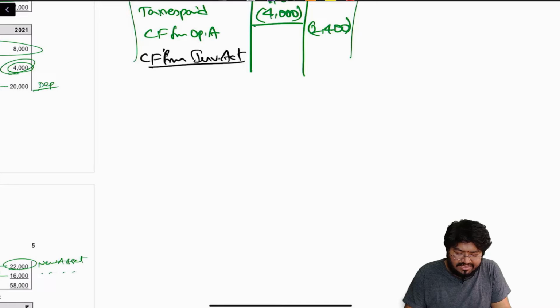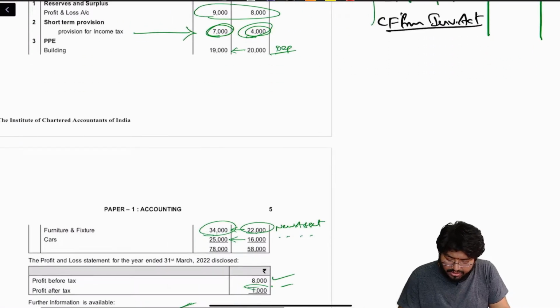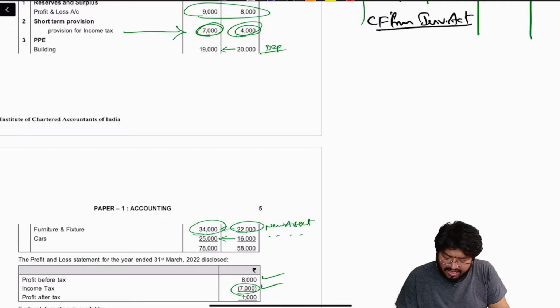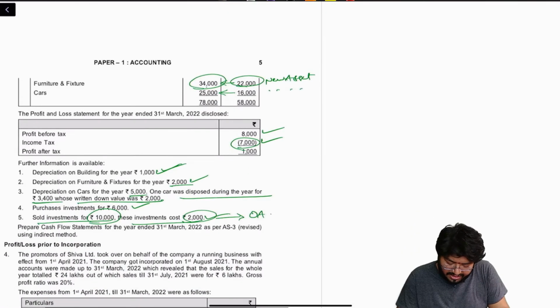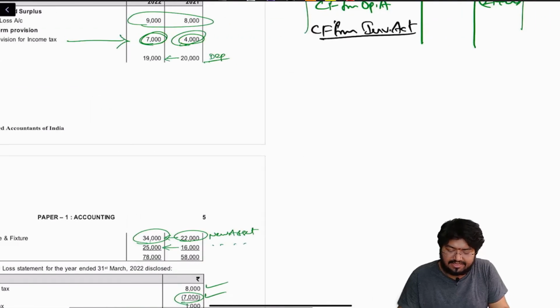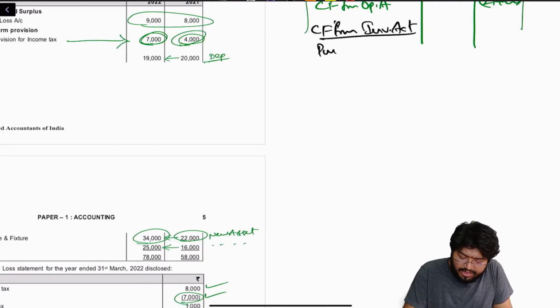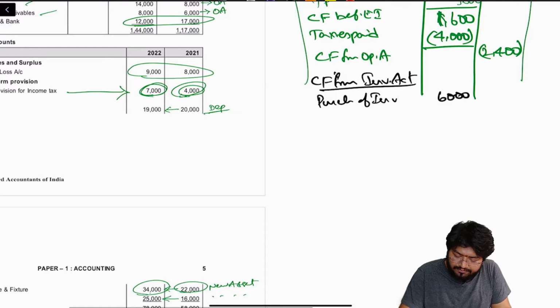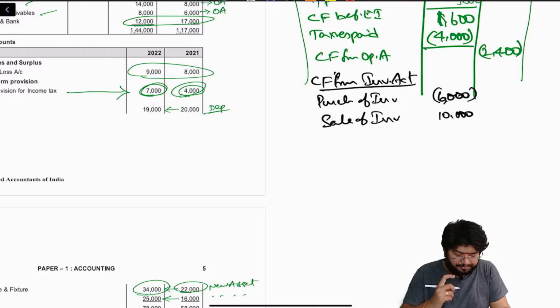So what all investing activities did we see till now? You know that there is some assets purchased, furniture is purchased, cars are purchased, investments are sold, investments are purchased and all. So let's first take purchase of investment. It is for 6,000 negative. Sale of investment, it is for 10,000 positive, right?